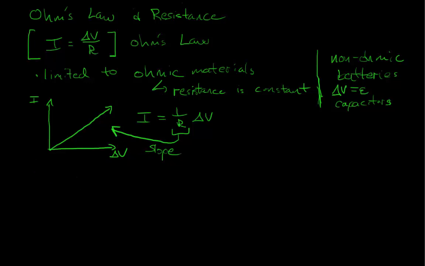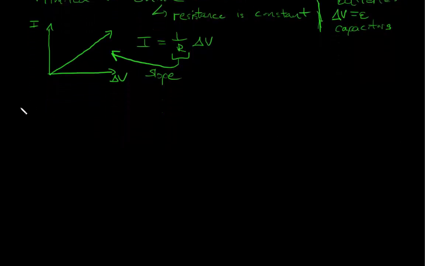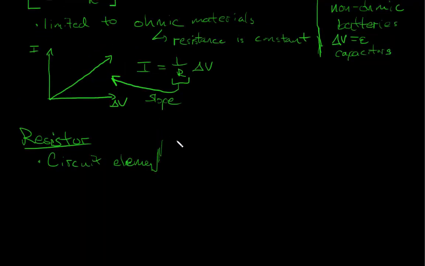So what is a resistor? We'll come back to Ohm's law. We'll use it in just a second. So what is a resistor? A resistor is anything in a circuit that resists the current. So it's a circuit element, we would say. An element that resists the current.